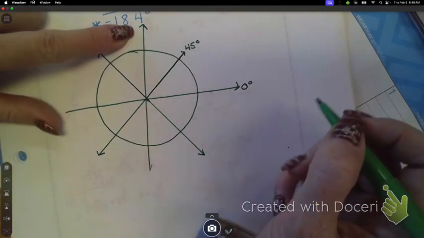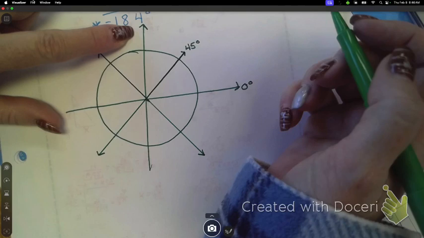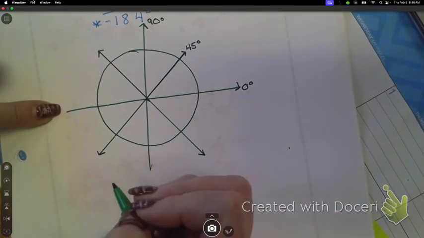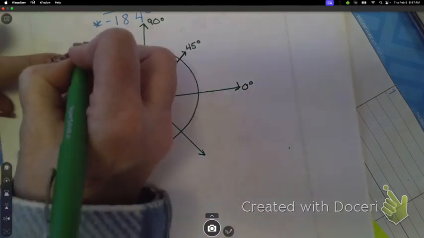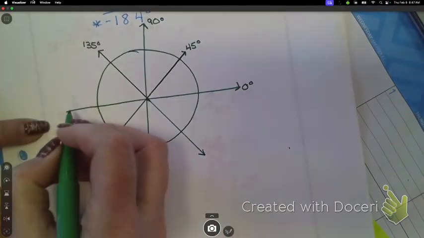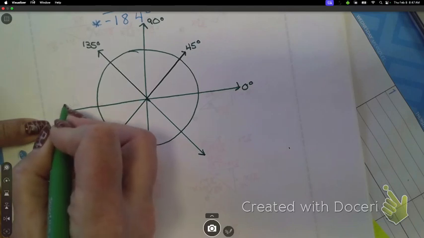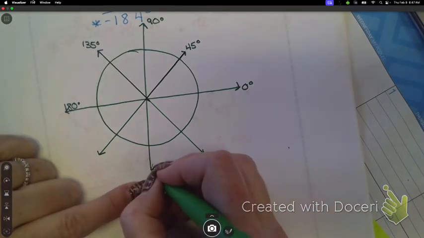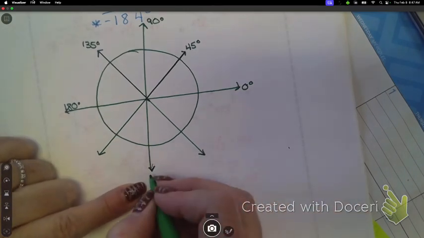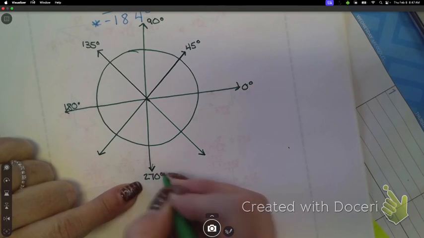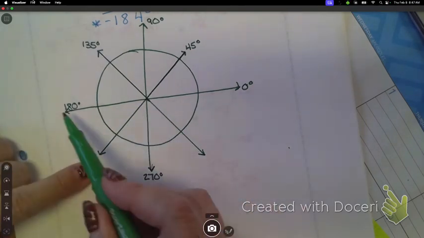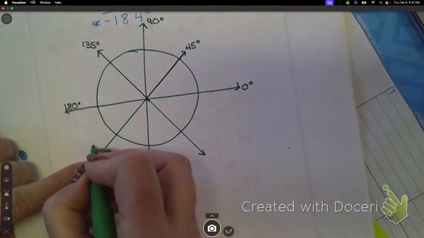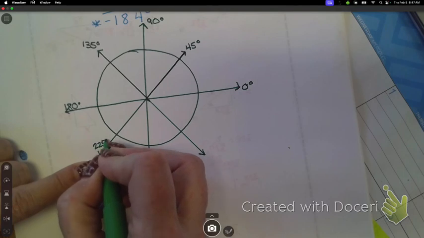What would this one up here be? 90. What would this one be? 135. Yes, this one would be 135, and this one is 180. And then straight down would be 270. Okay, so all of these are 45, right? So this next one between 180 and 270 would be 180 plus 45, which would be 225.